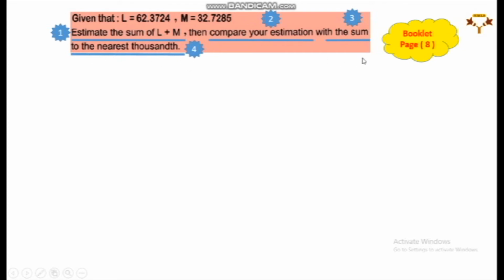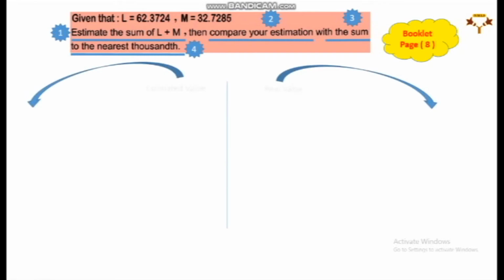In the question of estimation, you have to separate your paper into 2 parts. The word estimate means guess. So we have to compare between the estimated value and the real value. So in the estimated value, we figure out the L. So we have to take the L and approximate it to the nearest unit.